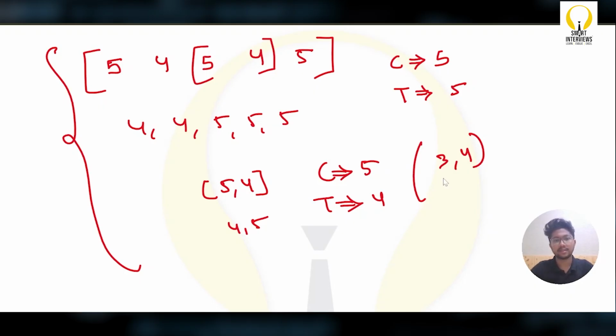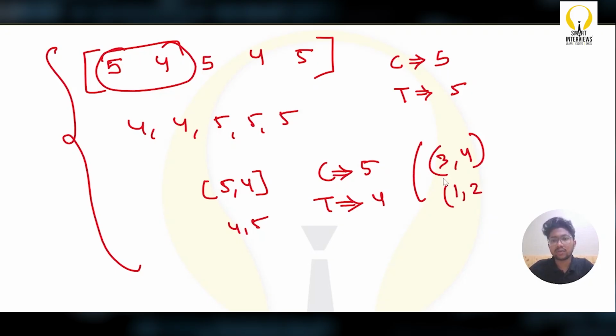Let's see. So basically, what I'll do, I'll check this subarray, which is fine. I'll check this subarray. This is fine or not? No, right? Simple. This also gives the same result, right? I'll just check the two elements in decreasing order. If it is decreasing order, just print the index value. For 3, 4 is one answer, 1, 2 is one answer.